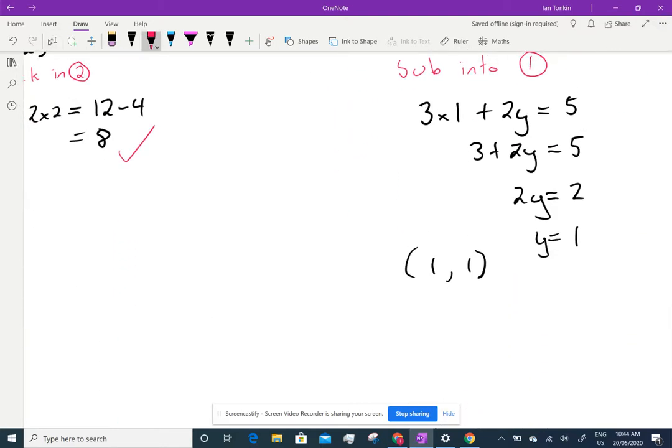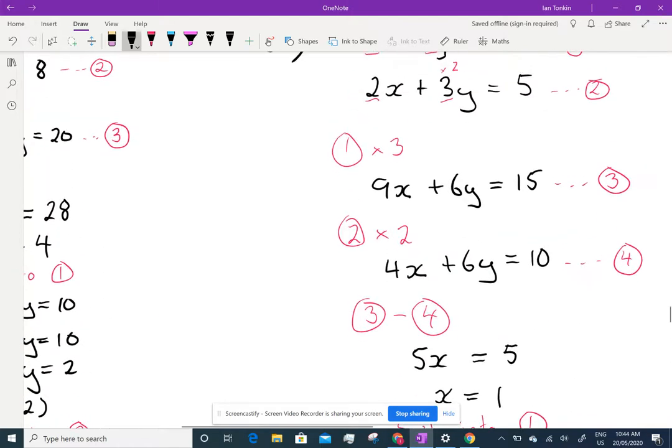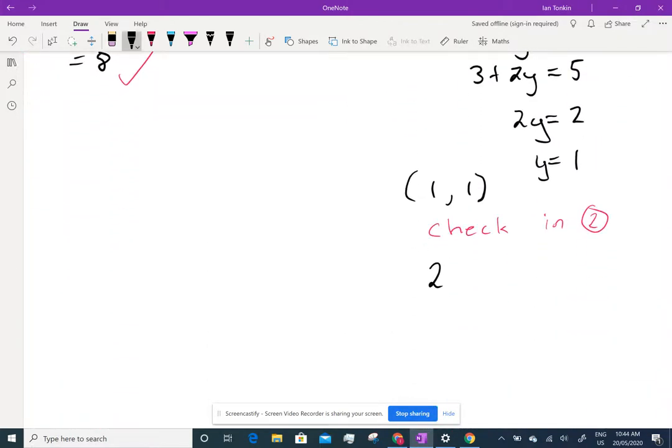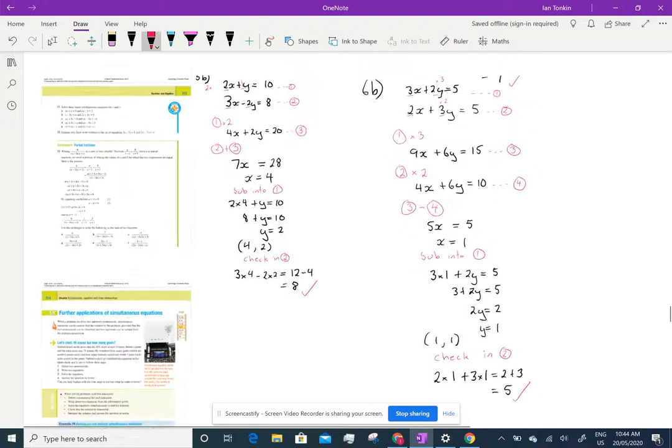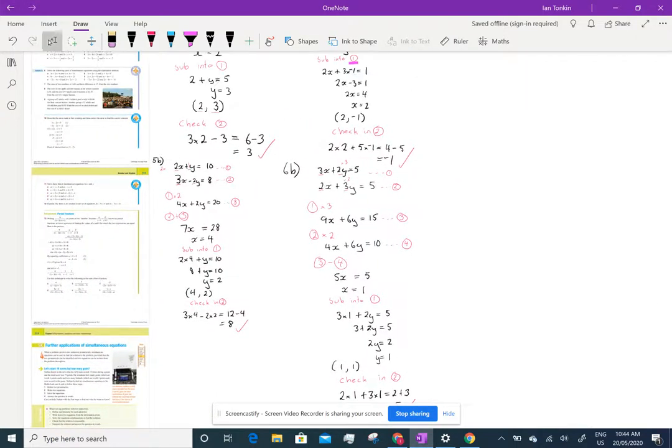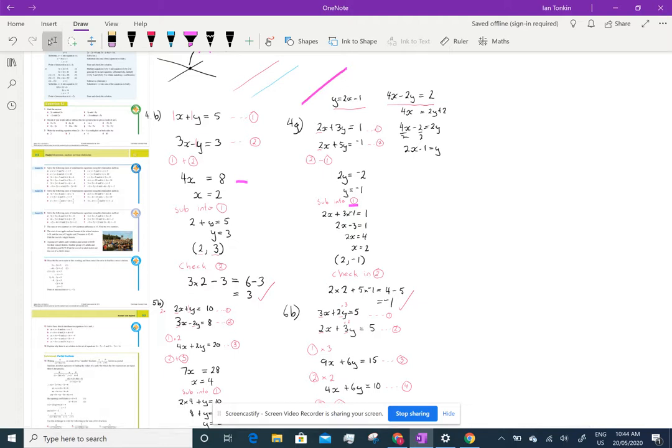So check. And you need to do this on your assignment. If you don't do this, I'll take marks away from you. So check in 2. And equation number 2 was 2x plus 3y. So 2 times 1 plus 3 times 1 equals 2 plus 3, which equals 5, which is the correct answer. So solving by elimination is pretty easy, and you need to set it out properly.